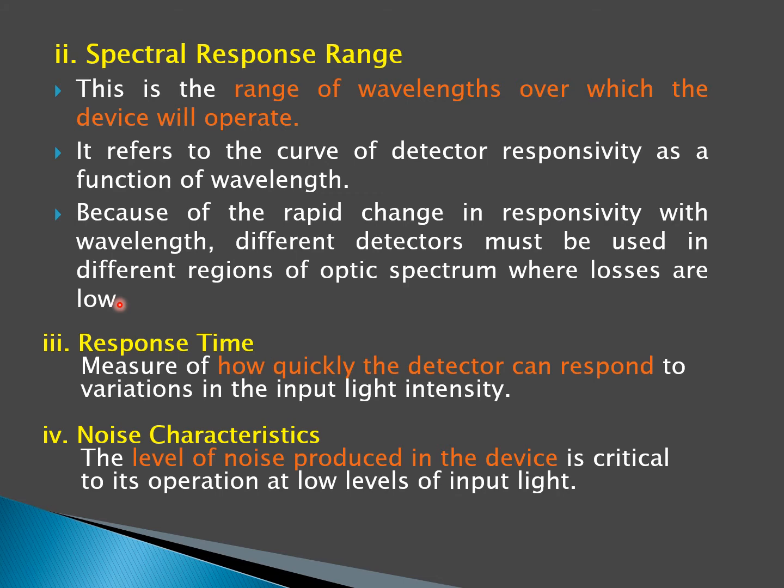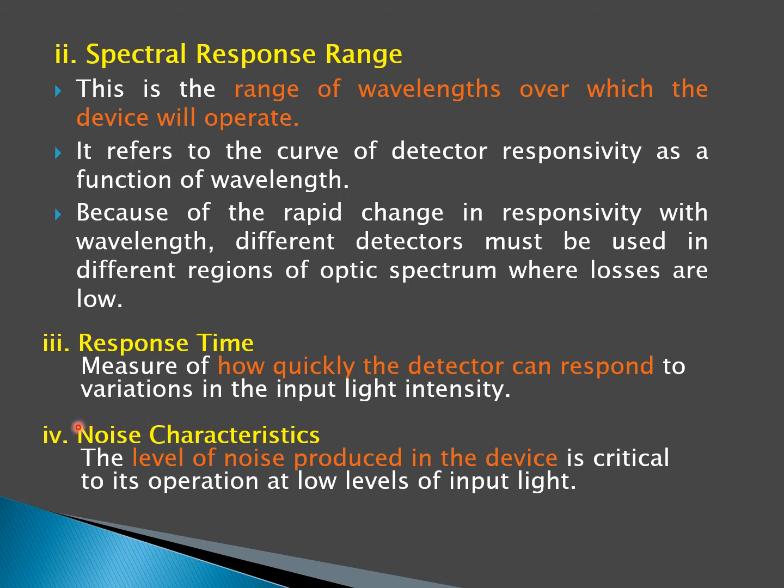The other property that we should look into in determining the photodiode is the response time. Response time is the measure of how quickly the detector can respond to variation in the input light intensity. Of course, the lower the response time, the better the photodiode is, because it means that the photodiode can respond very quickly to variation of light.